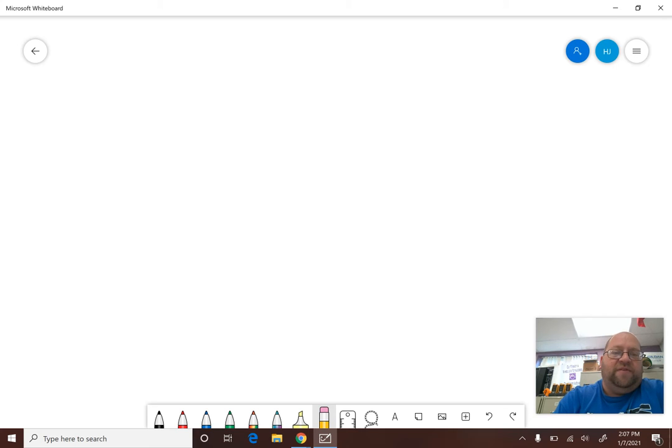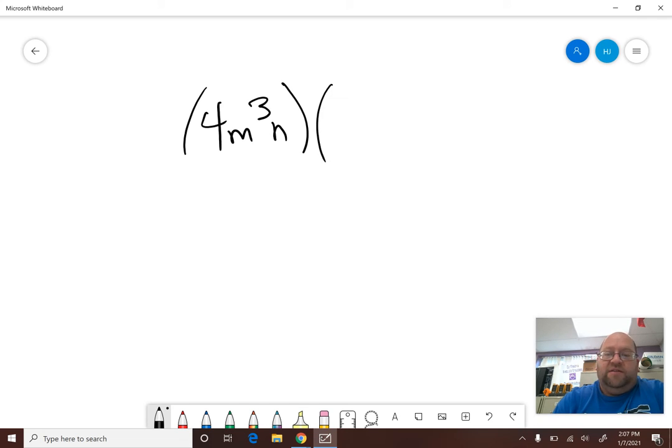So let's look at this one. We've got 4m to the third n times negative 3m n squared, okay? So now you notice I've got some things in parentheses. That doesn't really matter. That still means that I've just got multiplication in between here. I could put the raised dot in between there. It wouldn't change the problem at all. But again, I'm just going to understand here that I've got multiplication between all of these things, okay?